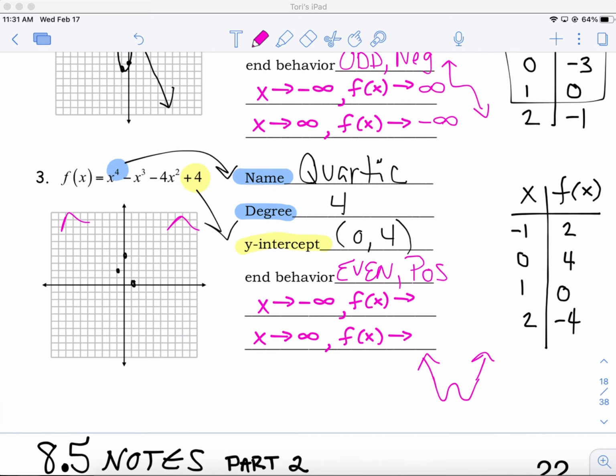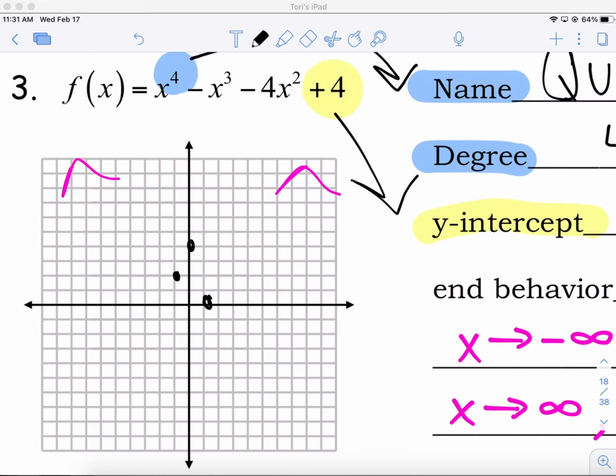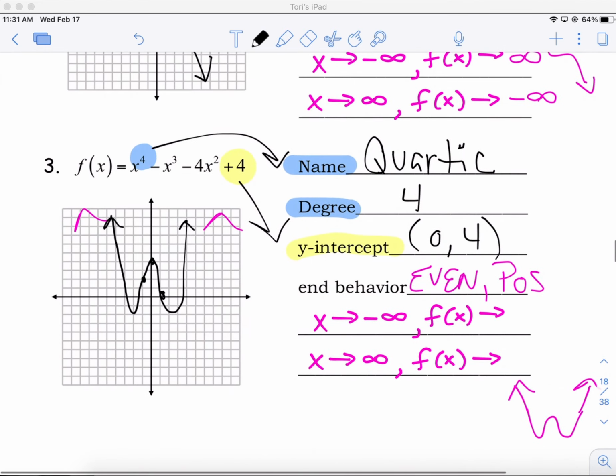But if you wanted to find a couple more points, you could do that. You could plug in 2. You could plug in -2. But I have enough information to graph what I have. I would probably go through it like this. I would say he probably comes down here somewhere. Up, down, and up. It gets me close enough that I know what it looks like.